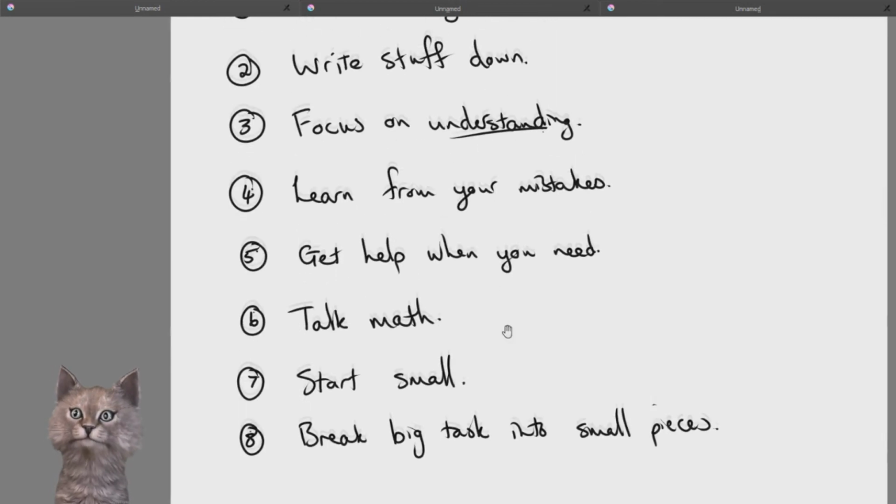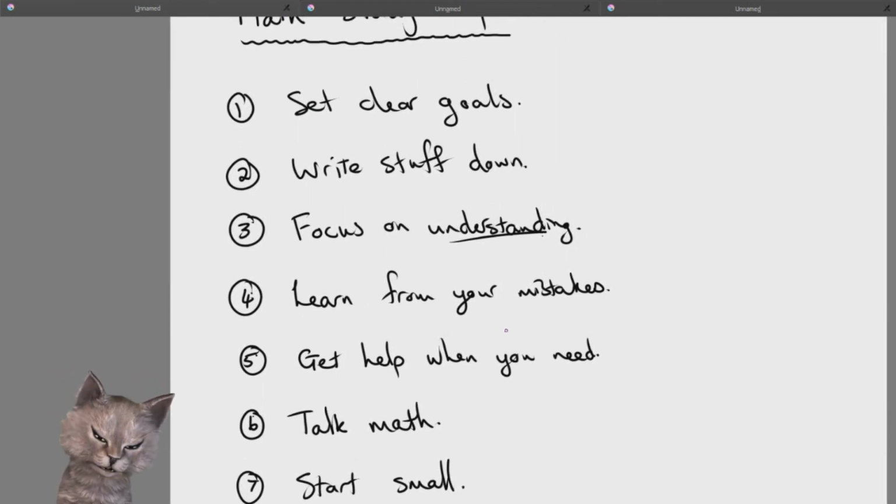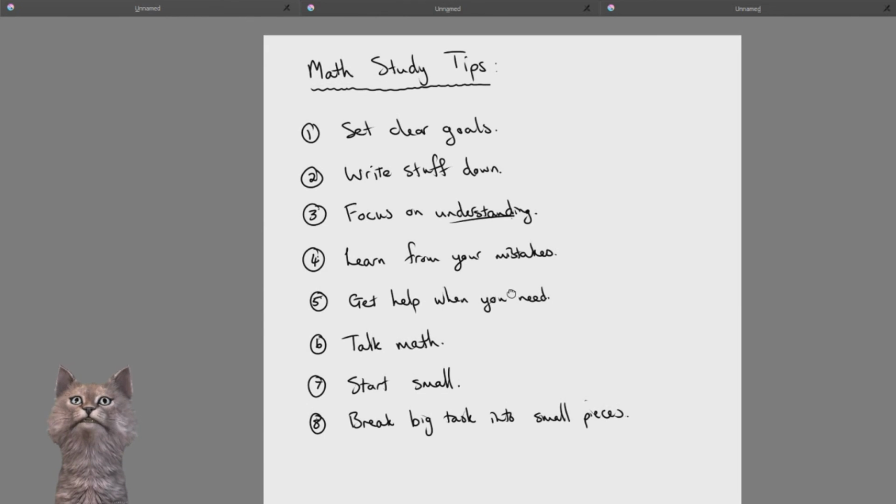Hopefully these steps help you to, let me zoom out a little bit, help you to approach math correctly. It's not a quick fix solution, but there are certain things that you can do to help yourself succeed.